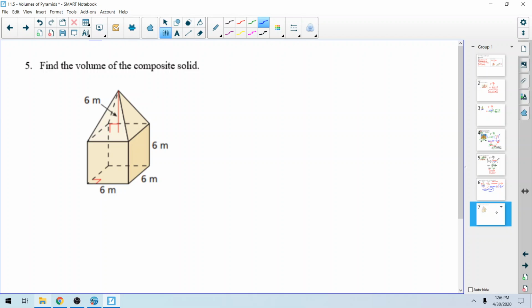Last one, find the volume of the composite solid, meaning I took two of them, I put them together. So I'm going to start with the bottom, which is just a cube. So volume, length, times width, times height. So 6 times 6 times 6, 216.